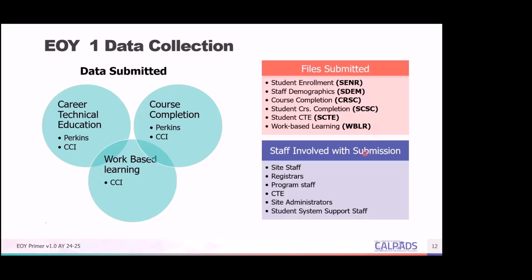It's essential for an early start and a successful certification of the end-of-year data collections that you identify and establish relationships with the staff involved in the data collection as early as possible. And in end-of-year one, this includes your school site staff, registrars, program staff, CTE staff, site administrators, and student system support staff. So one very good idea, while we're in this kind of gap period between fall 2 and the end of year submissions, would be to reach out to these folks and get the communications infrastructure that you need established in order for the reports review process to go as seamlessly as possible for you.